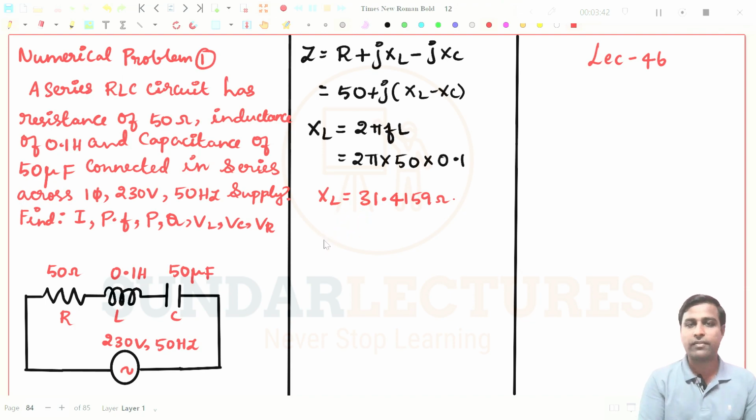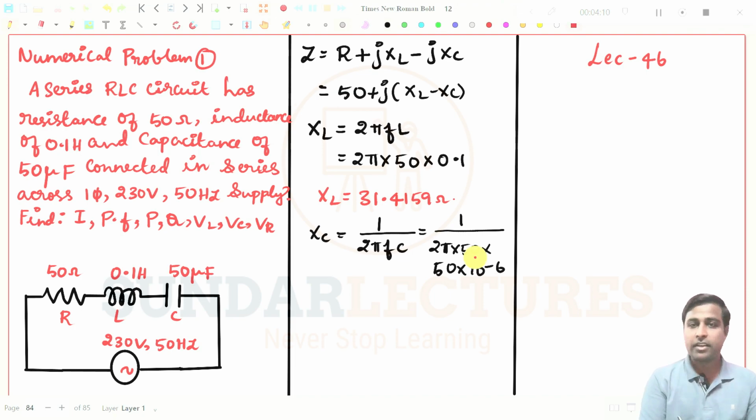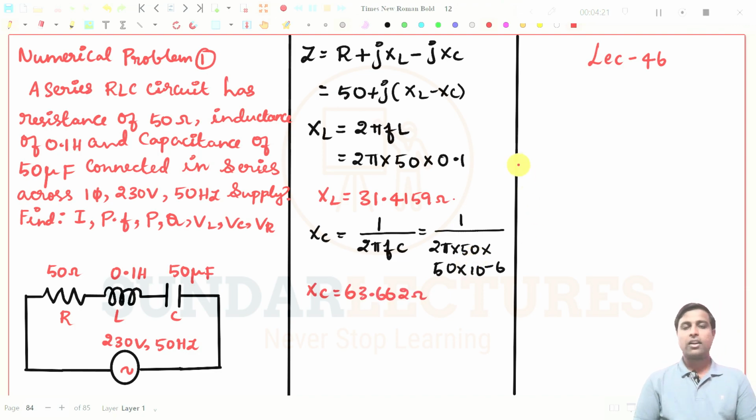And you need to find the value of XC. To find the value of XC, we know the formula. What is the formula for XC? That is 1 by 2 pi fC. So if you substitute the values, this is 1 divided by 2 into pi into 50 into the value of the capacitor, that is given as 50 microfarad, so it will be 50 into 10 to the power of minus 6. If you simplify this, I am getting XC equal to 63.662 ohms. That's all.